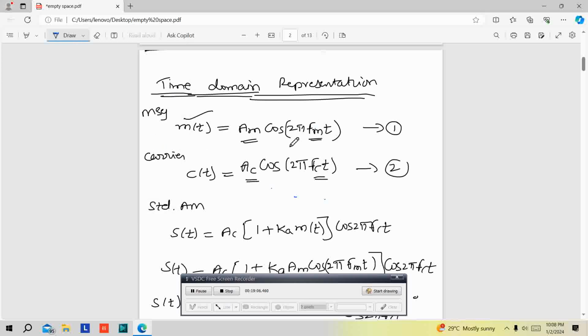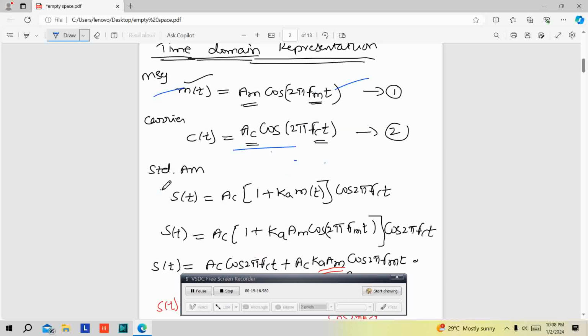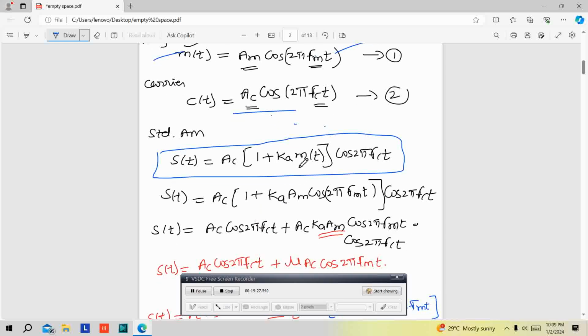For the time domain representation, we need to consider the message signal. m of t is represented as Am cos 2 pi fm t, and c of t is represented as Ac cos 2 pi fc t. This is very important, we need to remember this. This is the standard equation of an AM wave as a modulated signal: s of t is equal to Ac into 1 plus Ka m of t, into cos 2 pi fc t. Then substitute the value of m of t, which is Am cos 2 pi fm t. Then open the bracket and apply.